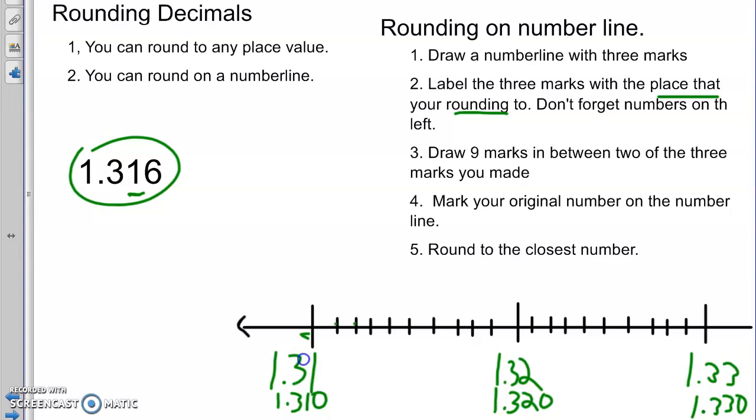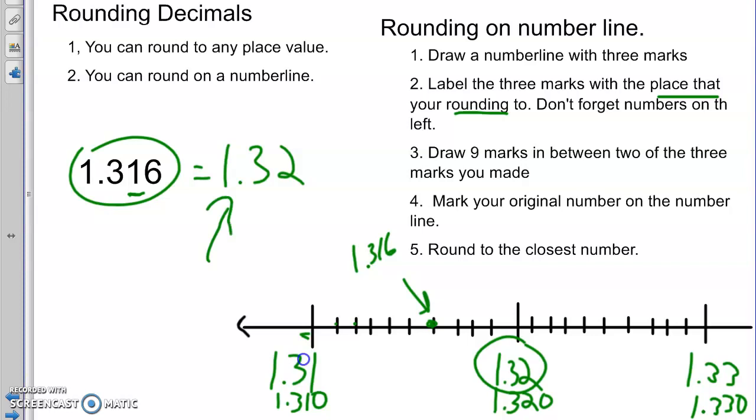Now what we're looking for is 1 and 316. Well, 1, 2, 3, 4, 5, 6. So my number is here, 1 and 316 thousandths. It's going to round to this. Even if you got this correct answer, you have to make sure you know how to put it on the number line, because if you don't, you're going to need a little extra help with some of the word problems or some of the problems in the book.